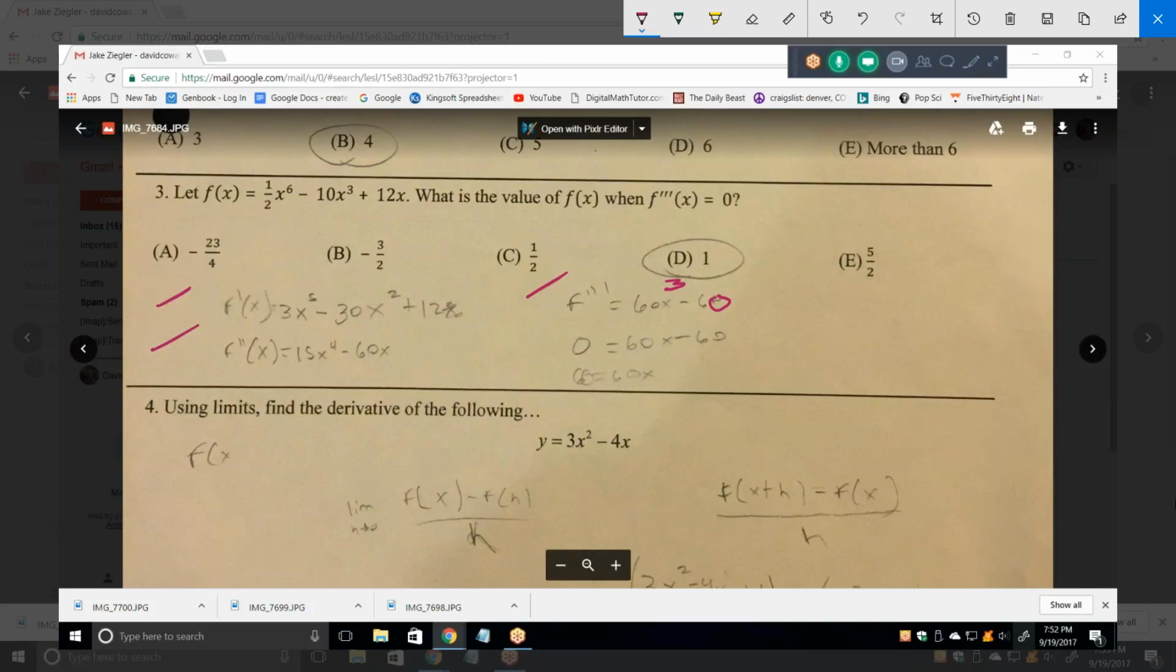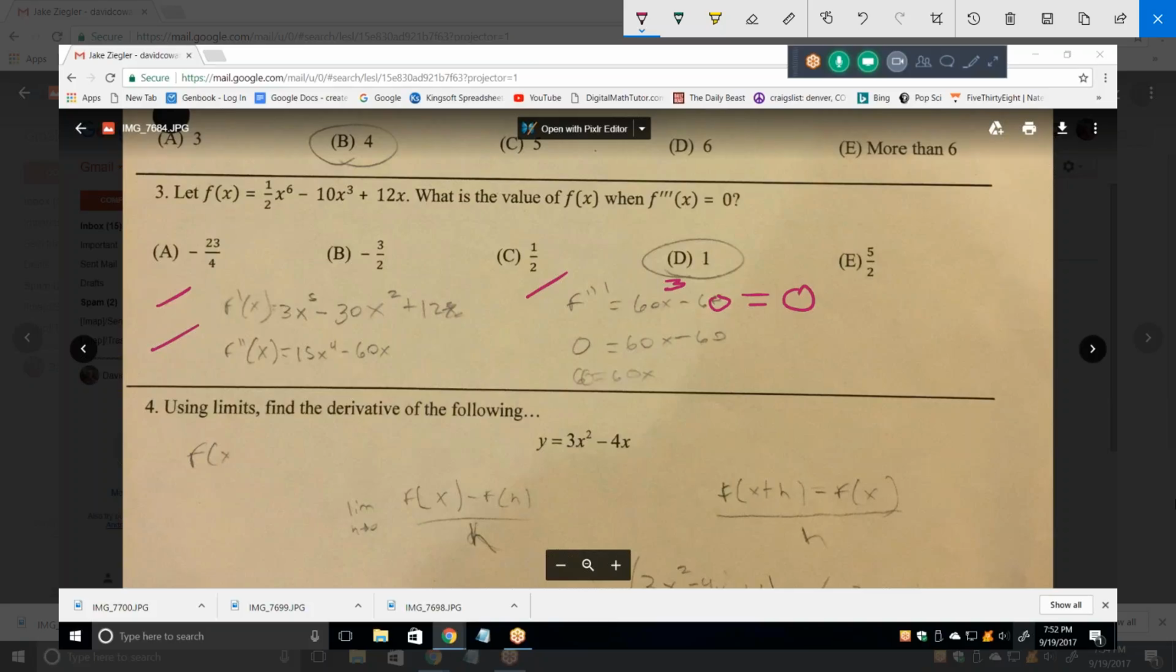When you went from the second derivative to the third derivative, you had a power of 4 there. You only lose 1 power. Jake, you still there? Yeah. Did you see why the third derivative is 60x cubed minus 60? Yeah. Okay. And they're saying the third derivative equals 0. Well, solve that equation. I just got 1 out of that.